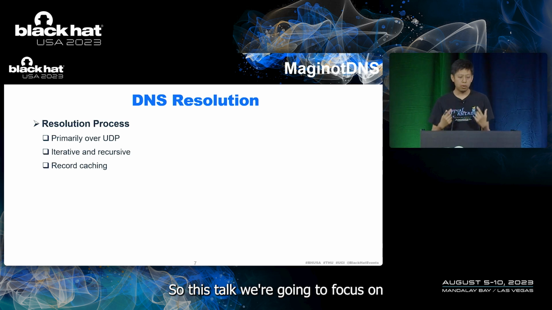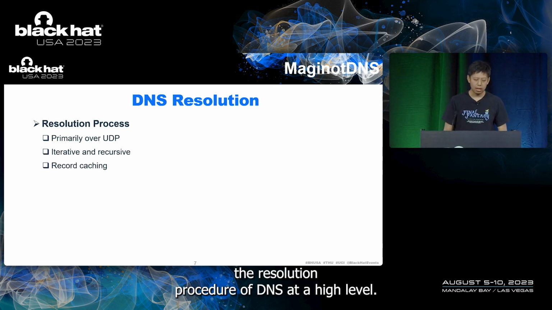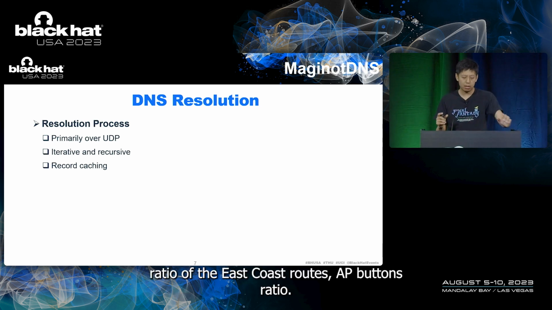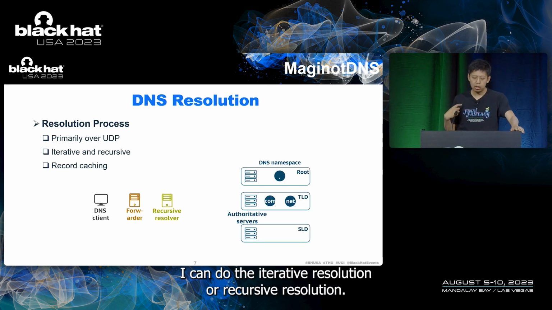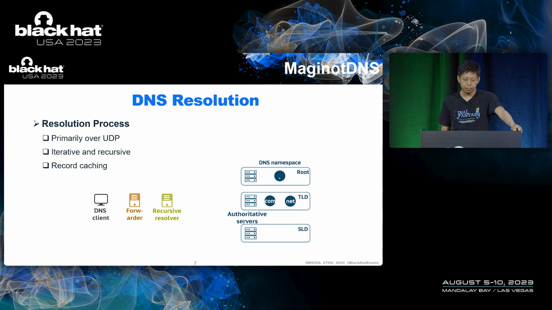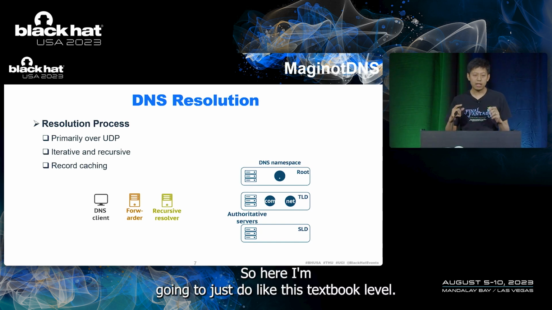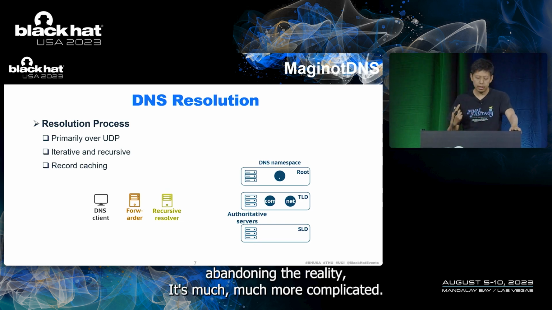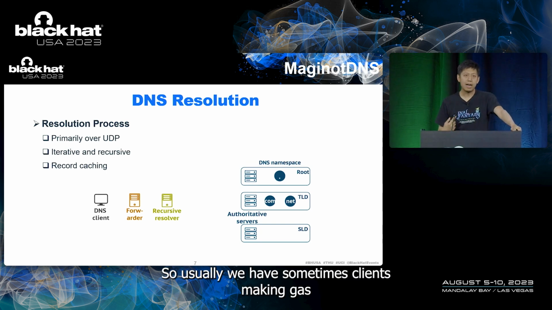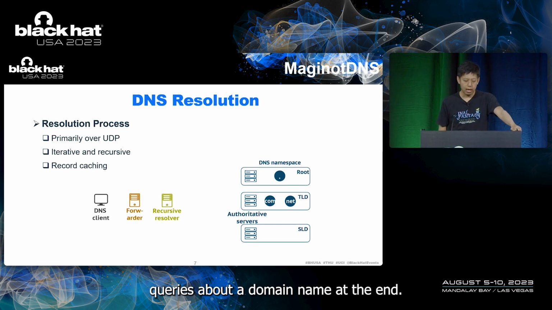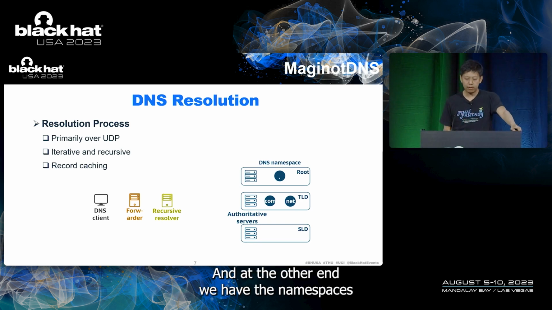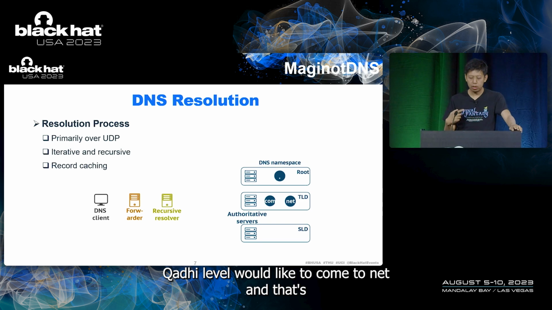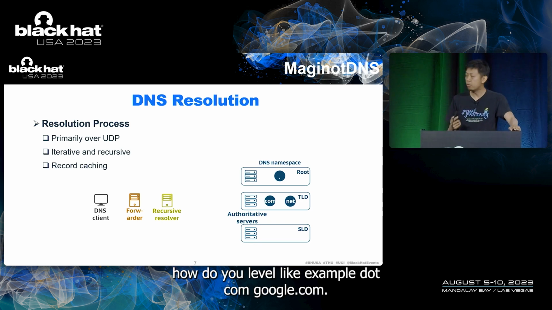In this talk, we're going to focus on the resolution procedure of DNS. At a high level, most of the time DNS goes through UDP. A certain ratio of DNS goes through TCP, but the ratio is not too large. It can do iterative resolution or recursive resolution. Here I'm going to do a textbook-style introduction of the DNS infrastructure, but in reality it's much more complicated. Usually we have some DNS clients making DNS queries about a domain name at one end, and at the other end we have the hierarchical namespaces broken into root level, TLD level, like .com, .net, and SLD level, like example.com, google.com.